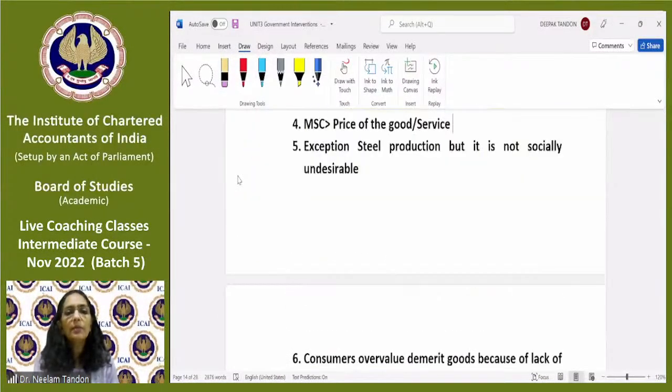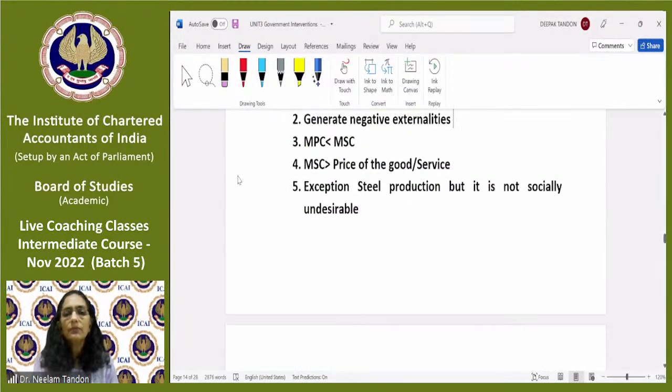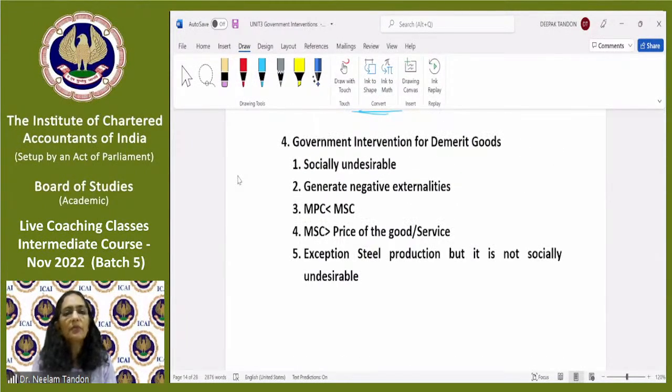What about demerit goods? If they are demerit goods, they are definitely not desirable. They generate negative externalities. Cryptocurrency, I hope you agree with me.